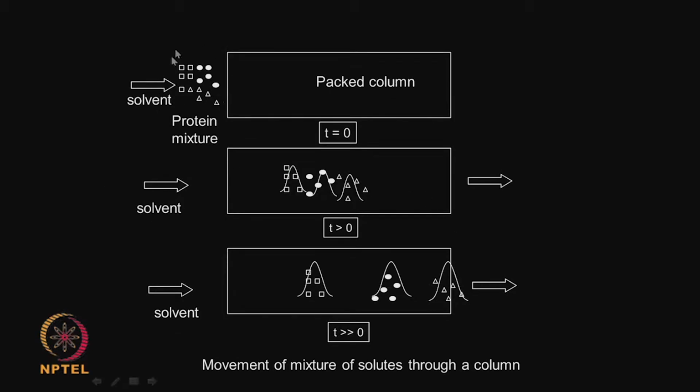So, we have a mixture of solutes here and there is a solvent, or sometimes if it is gas there will be a carrier gas here. The proteins get separated like this, and as they travel they get separated one after another, and that is what happens in a chromatographic system. As the time increases, slowly they get separated more and more. So, the concentration of any one solute varies as a function of length as well as a function of time.